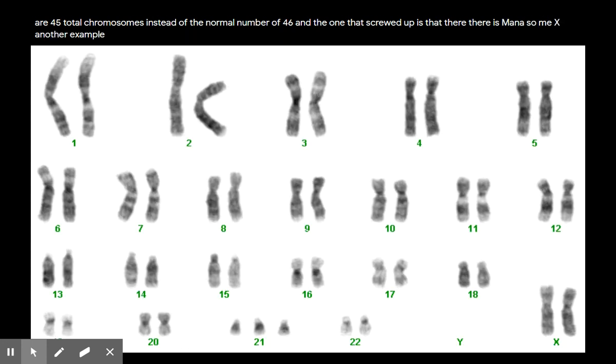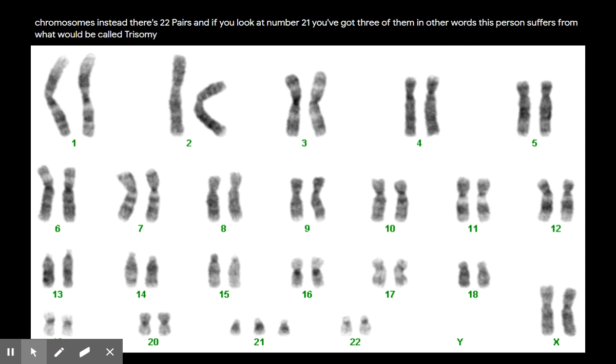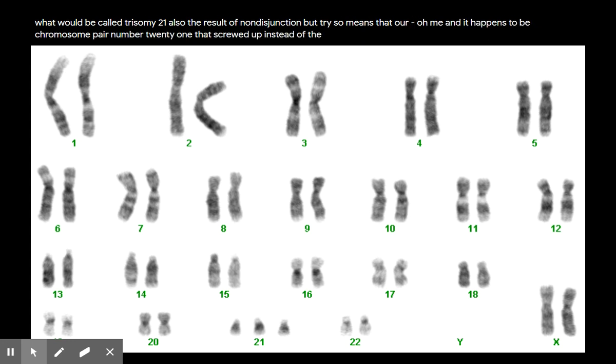Another example, if you look here, you should be able to pick out the problem. You can see that there should be 23 pairs of chromosomes. Instead, there's 22 pairs. And if you look at number 21, you've got 3 of them. In other words, this person suffers from what would be called trisomy 21. Also the result of non-disjunction, but trisomy instead of monosomy. And it happens to be chromosome pair number 21 that screwed up instead of the sex chromosomes.